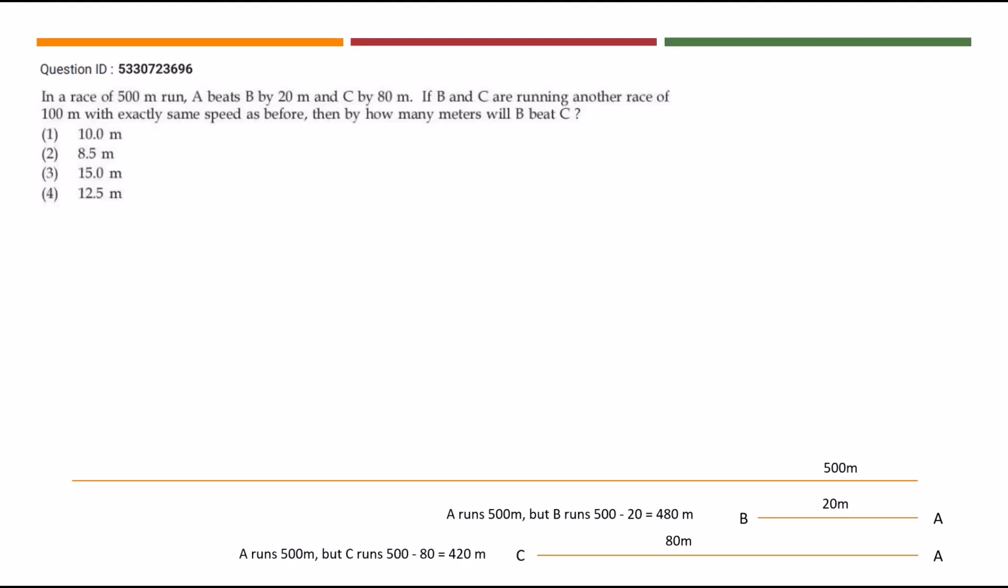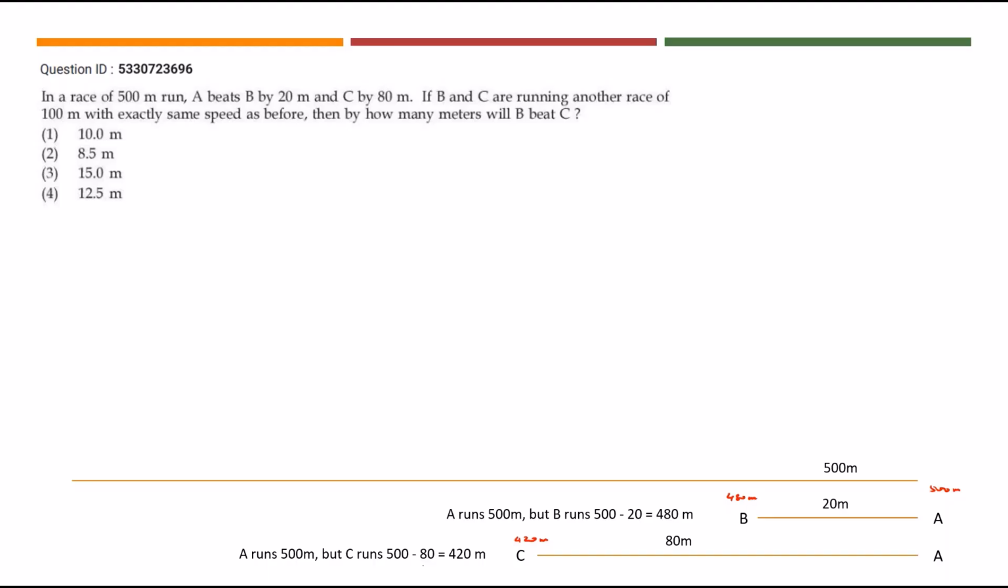C will run only 420 meters. You have to subtract 500 minus 80. So C is standing at 420 meters and B is standing at 480 meters when A finished 500 meters. Now they are saying B and C are going for another race of 100 meters with exactly the same speed.